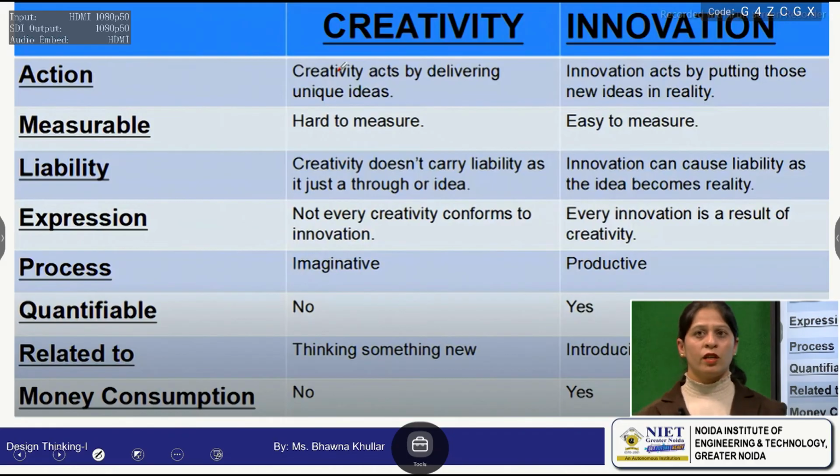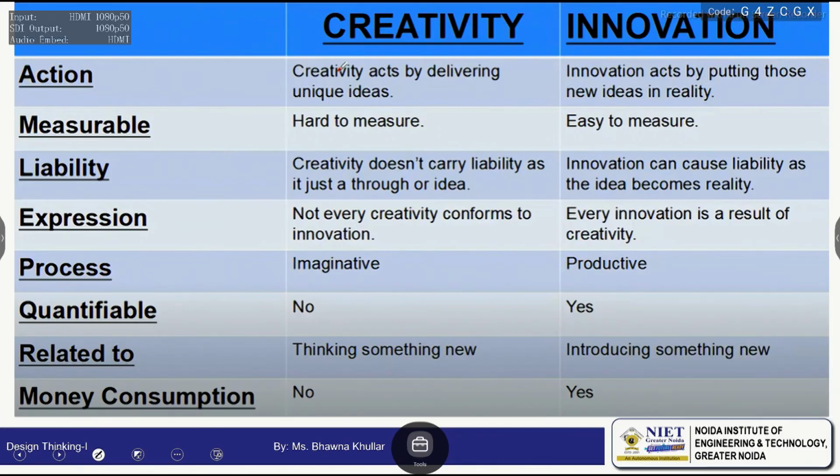Difference between creativity and innovation: action. Creativity acts by delivering unique ideas. Creativity is only unique ideas, different ideas, only delivering your thinking, what your mind says. No idea is a bad idea is the rule of design thinking. Just say, just discuss, you have to present to other people. Innovation acts by putting those new ideas into reality, taking the creative ideas we discuss and making a model.